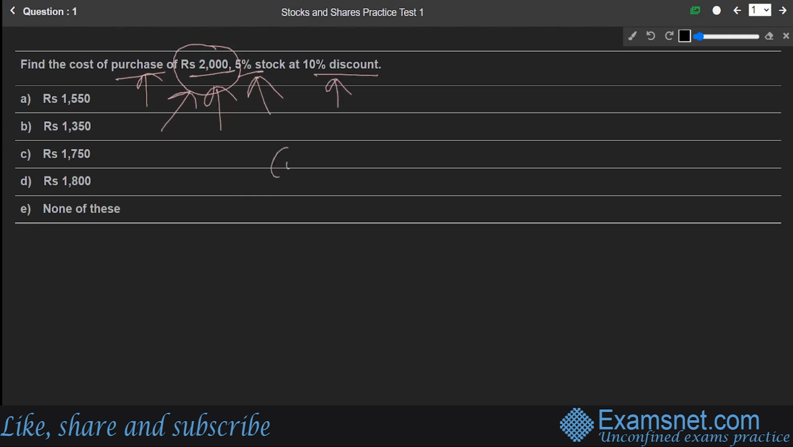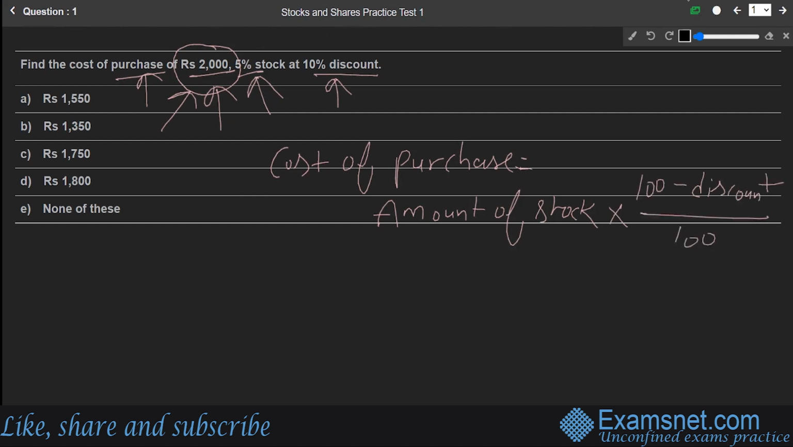So the cost of purchase simply becomes: rupees 2000 was the face value and 10% discount. So we can write down a formula for that. Amount of stock or the amount of shares, cost of purchase is nothing but amount of stock into 100 minus discount percent, 100 minus discount over 100. Okay, that is the 2000 rupees, then 10% after discount. What is the final value?